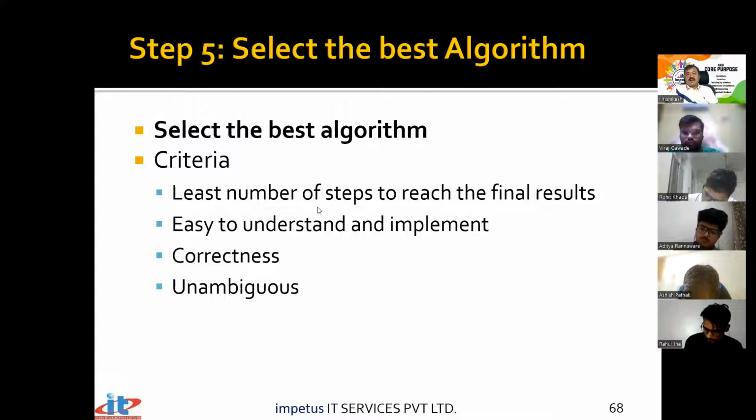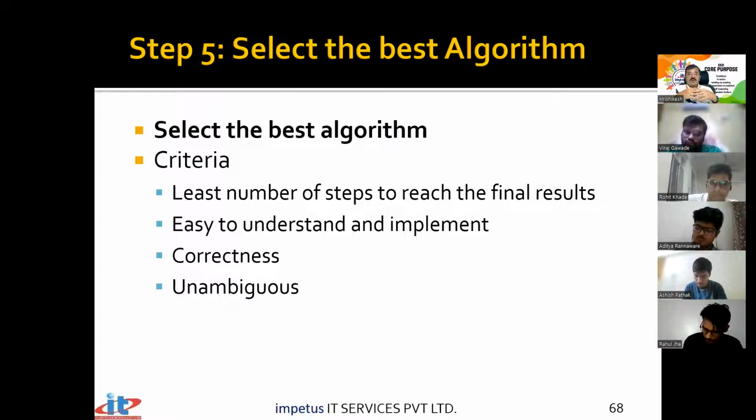It's not like I like Ashish, so I must select Ashish's algorithm. That could not be the case. And I don't like Viraj, so I have to reject Viraj's algorithm. No, there has to be some parameters based on which we will decide whose algorithm is better, which idea is better, and based on which idea is better, that we will use to implement. What are the criteria that one can think about?